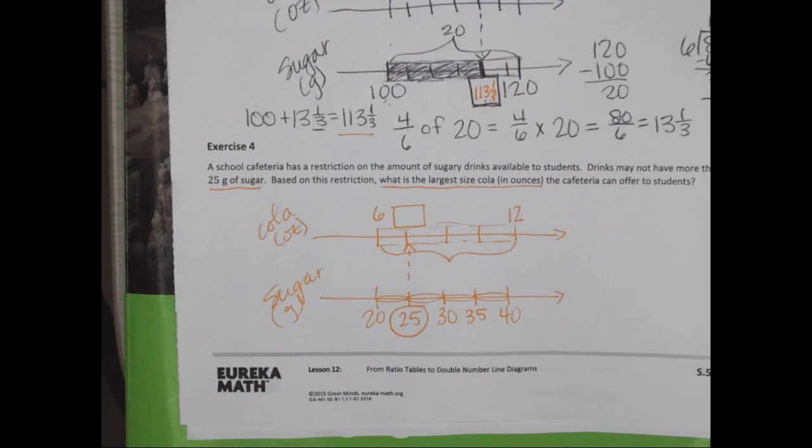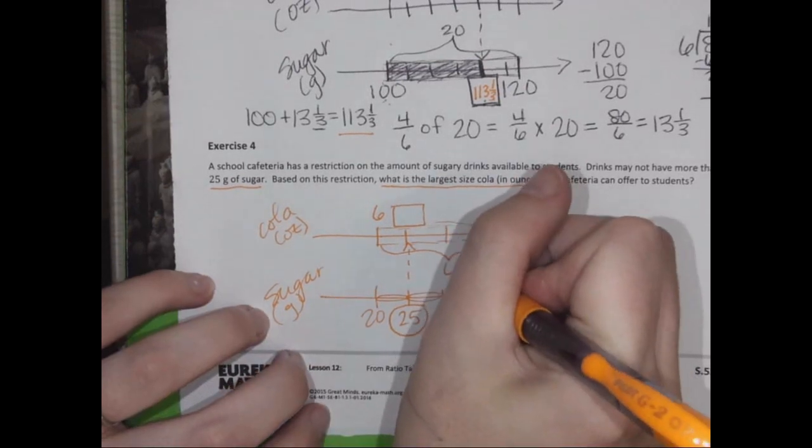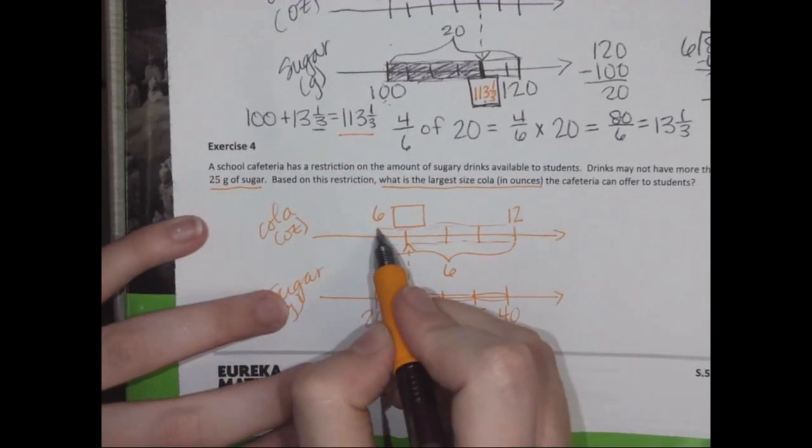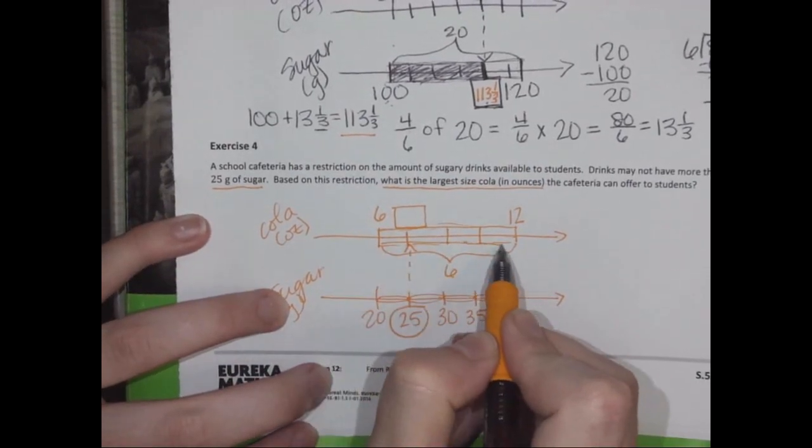Okay, talk about it. Show me on your fingers what you think. How much is it worth? Show me on your finger. Yep, it's worth 6. Why is this section of the number line worth 6, Kai?